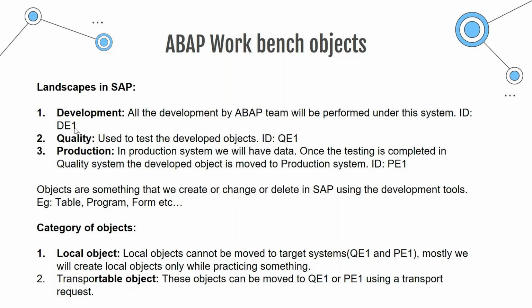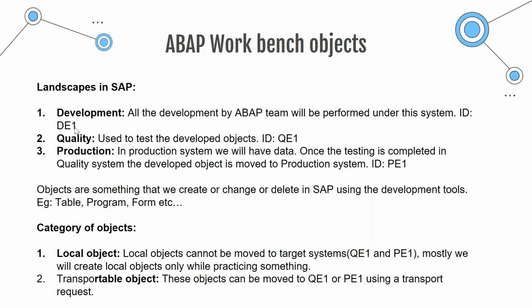So this is how your landscapes work. This is how your movement will work. I'll repeat. First of all, the development system. The purpose of the development system is that every object creation, change, modification, deletion should be done in the development system alone. I cannot go into change mode in quality or production system. You are not even allowed to go to change mode there. You can only do it in the development system.